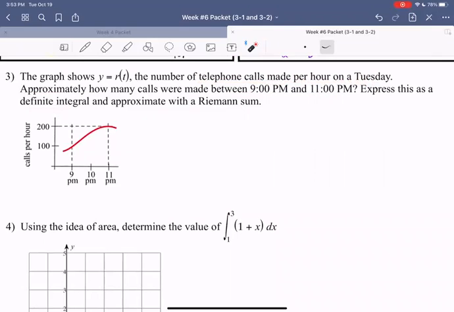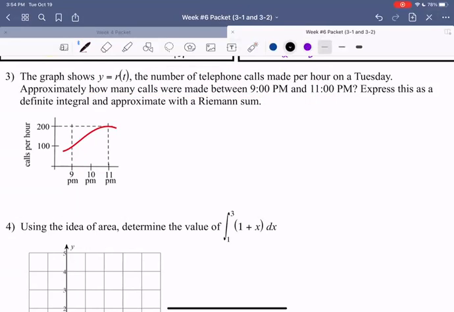So what we saw in some of the videos as well is that when we add up changes of a rate of change function, or when we're adding the area under a rate of change function, that accumulation is actually telling us a total amount. So in this case, we're looking at a function that is the number of telephone calls per hour. So if we add up the number of telephone calls we make each hour, then that should tell us the total number of calls made.